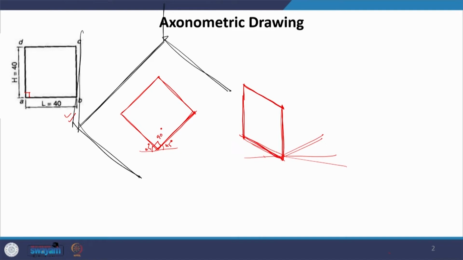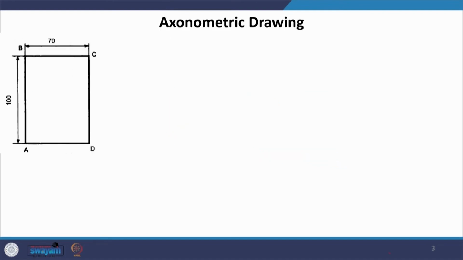And if it was a plane which was perpendicular to HP and parallel to VP, we would have drawn it here with the same dimensions. So, 40, 40, 40, and this is how the square plane which is perpendicular to HP and parallel to VP would look. It is easiest to draw plans using axonometric.